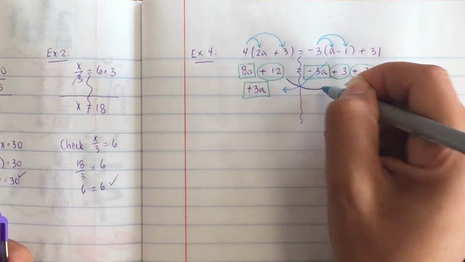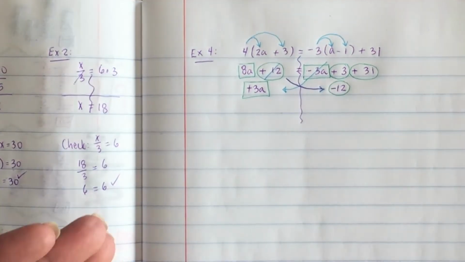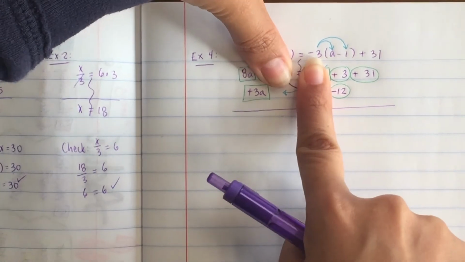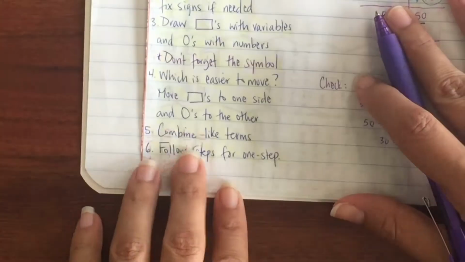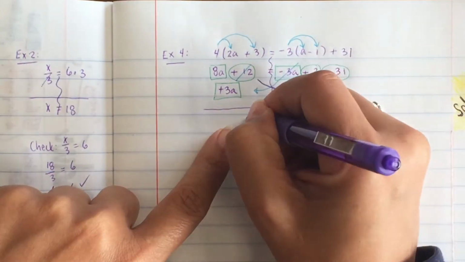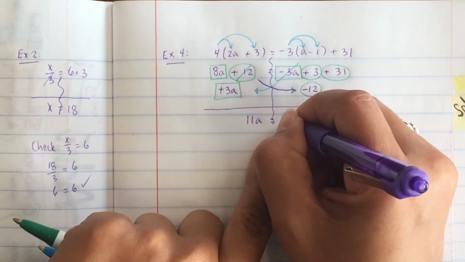The positive 12 is going to cross the river. It's going to change from a positive to a negative 12. The listening check, shade in negative 12. Alright, let's go ahead and combine like terms. Alright, 8 plus 3 is 11. And then you're going to have 3 minus 12 plus 31 is 22.